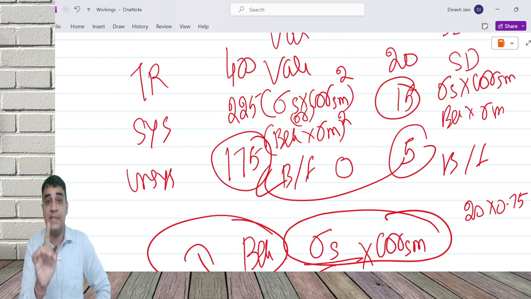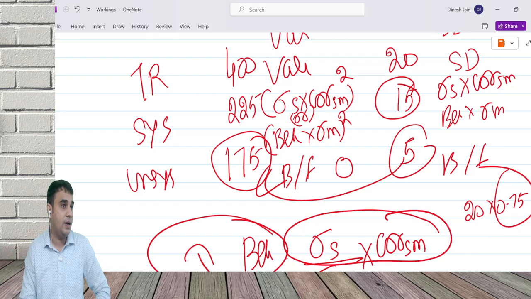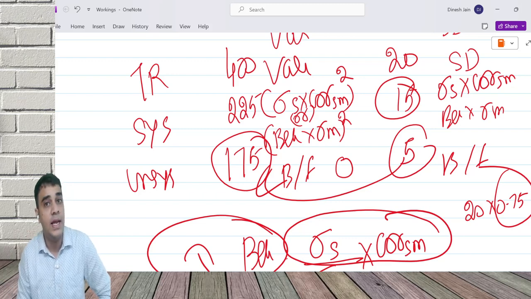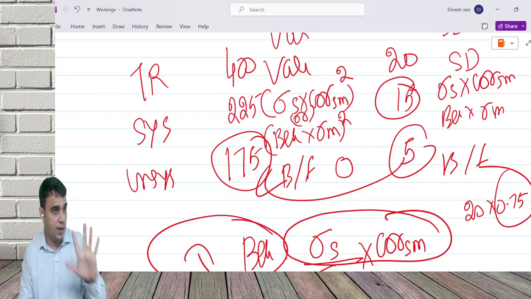If you do it using the SD approach, it's called R. If you do it using the variance approach, it is called R square. And coefficient of determination is technically nothing but the correlation coefficient. Clear? Any doubts till this?